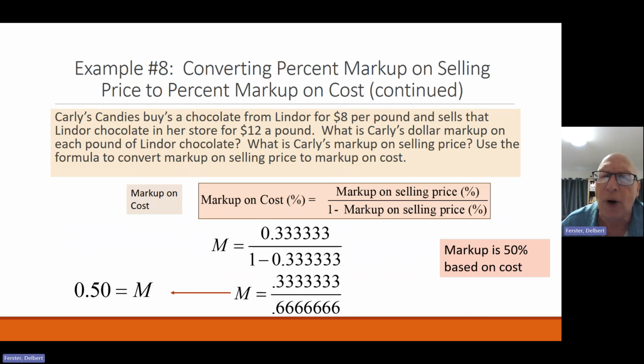Again, the caveat for us to work on is: what is that markup based on? Is it going to be based on cost, as we saw in section 1, or is it going to be based on selling price, as we saw in section 2?